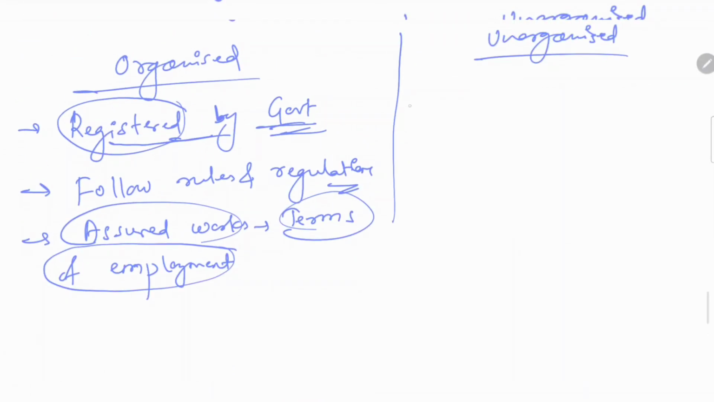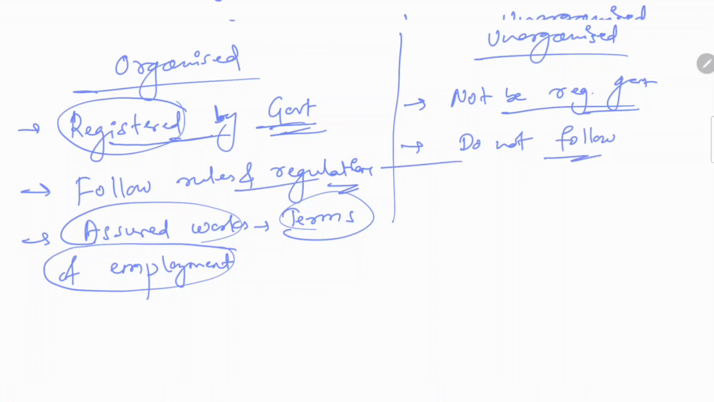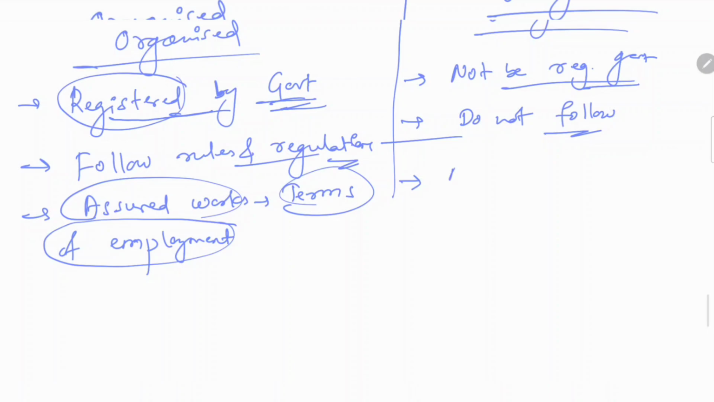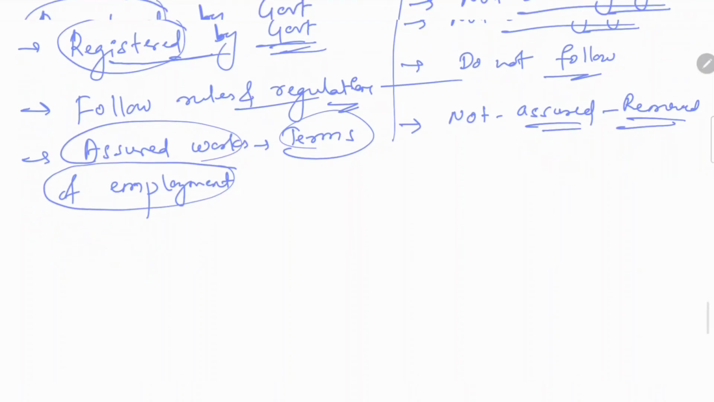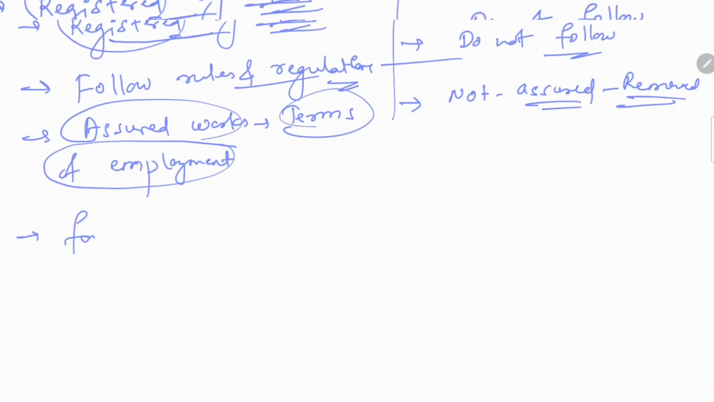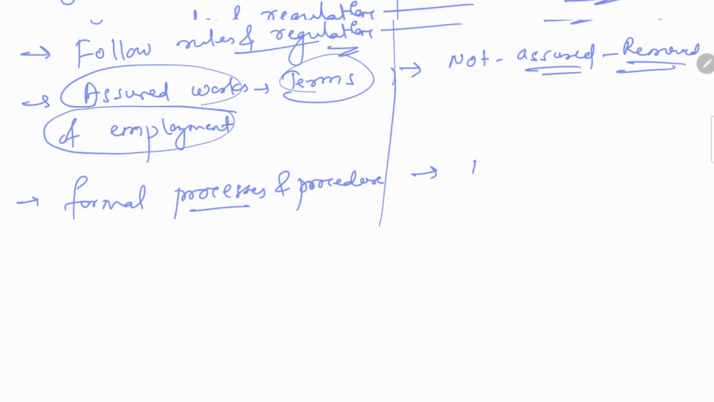But if you talk about the unorganized, they will not be registered by the government first, and when they are not registered, they do not follow the rules and regulations of the government. Also here there will not be assured work. The employees can be removed at any time. That is what will happen in the unorganized sector. And in the organized sector, there will be a formal process. Everything will be in written formal process and procedure. The activities will take place through emails, that is, formal processes. But here it is not the case. It will not take place through formal processes.